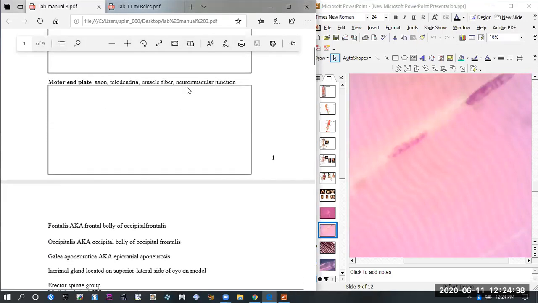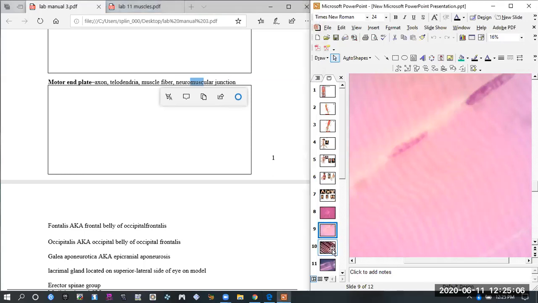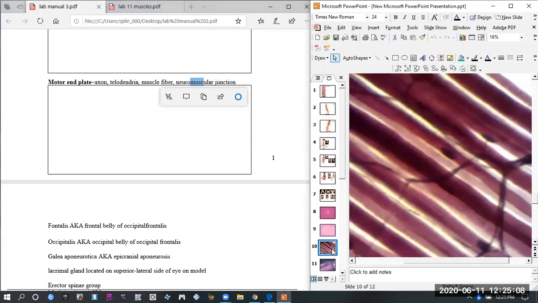The next sample now is a motor end plate. We're seeing interaction between a neuron and the muscle cell. These first two terms, the axon, telodendria, that's from the nerve cell. The muscle fiber, of course, is a muscle cell. And the area where they come in close proximity, neuromuscular junction, where the neuron and the muscle cell meet. So that's the sample here. This is showing the motor end plate as a whole.